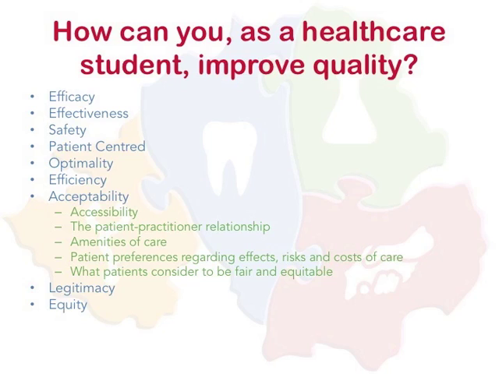So just take a couple of moments to think how you as a healthcare student can improve quality. So the domains are listed here. There's effectiveness, efficacy, safety, patient centrality, optimality, efficiency, acceptability, which includes accessibility, the doctor-patient relationship, amenities of care, patient preferences regarding the effects, risks, and costs of care, what patients consider to be fair and equitable, legitimacy, and equity. So think about these areas when you're on your placements. Think about each area and how you could improve that area on that placement.